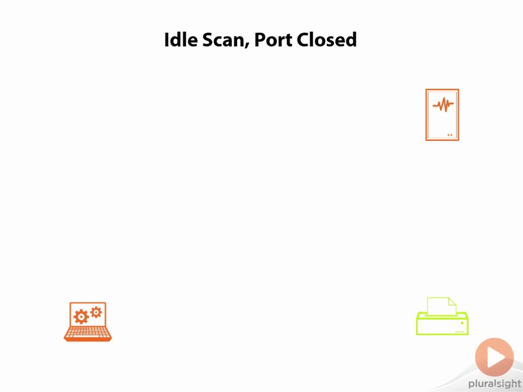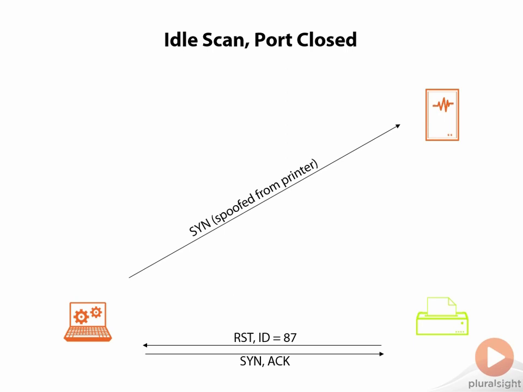What if the queried port is closed? We start with the same query to the idle system and note the ID value in the response. Again, we spoof a packet to the target using the idle system's IP address. The target still responds to our spoof by sending a packet to the idle system, but this time, since the port is closed, the target sends a reset packet. The reset packet doesn't warrant a response from the idle system.